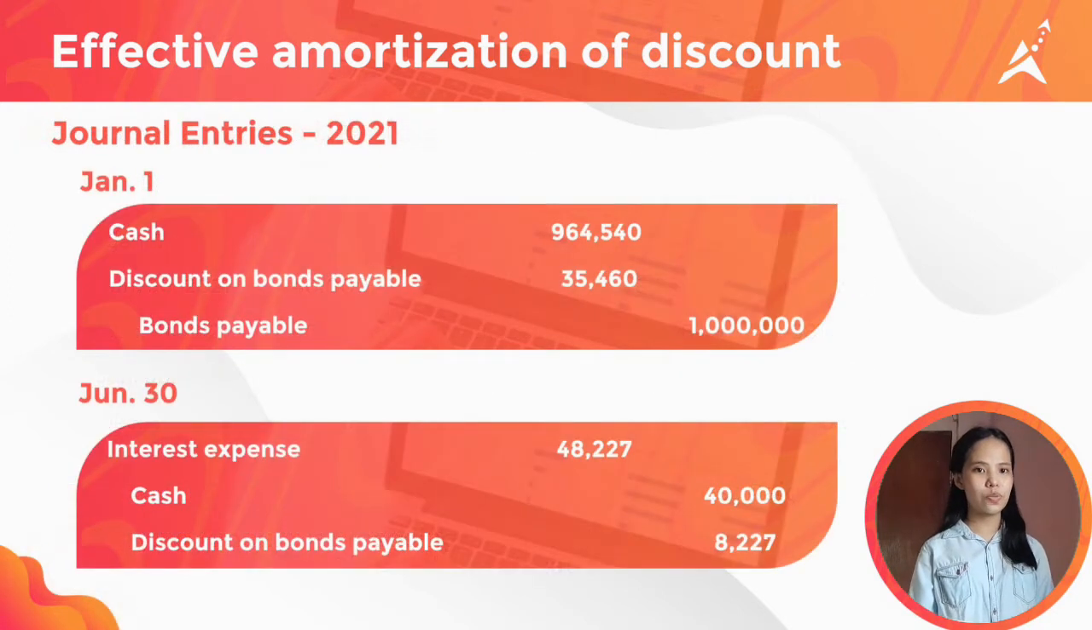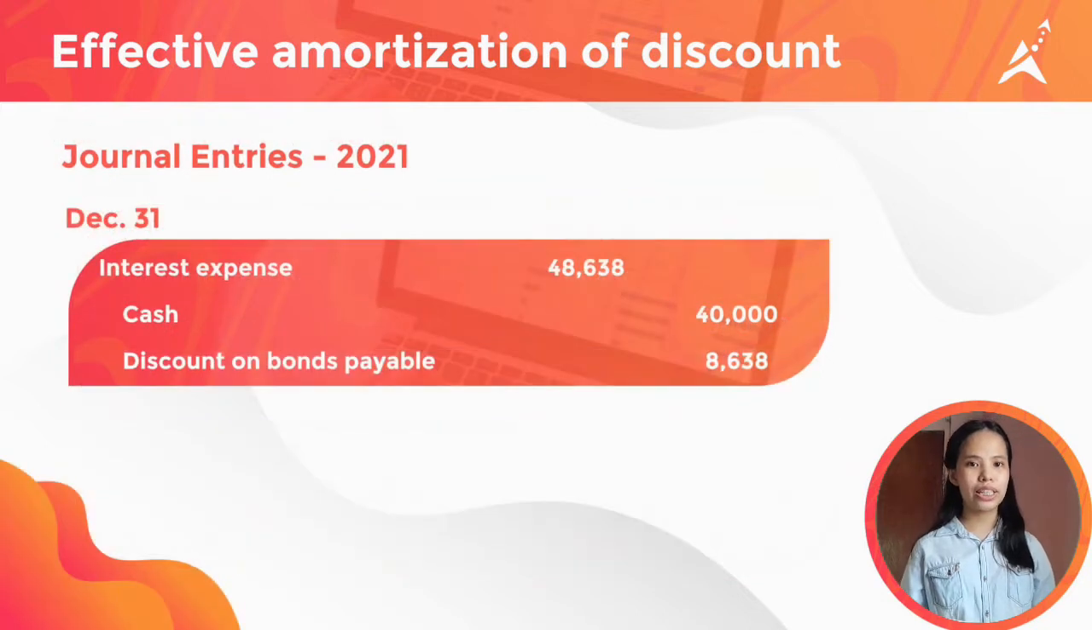These are the journal entries for the year 2021. On January 1, debit cash 964,540, debit discount on bonds payable 35,460, and credit bonds payable 1 million. For June 30, for the payment for semi-annual interest and periodic amortization of discount, debit interest expense for 48,227, credit cash for 40,000, and credit discount on bonds payable 8,227. For December 31, debit interest expense 48,638, credit cash for 40,000, credit discount on bonds payable 8,638.